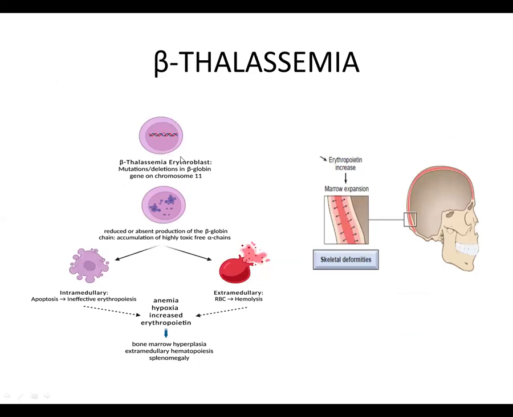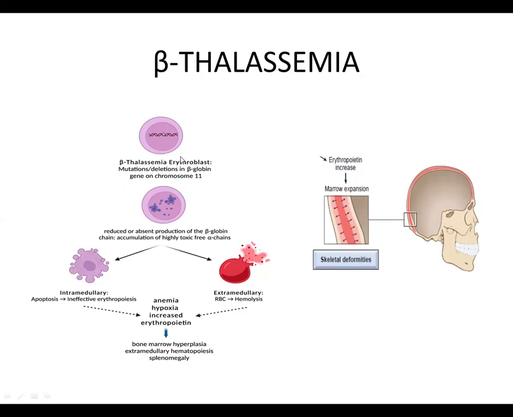So here you can see in beta thalassemia, there are mutations or deletions in the beta globin chain gene, which is present on chromosome 11. This results in reduced or absent production of beta globin chain. Excess of alpha chains accumulate, which leads to ineffective erythropoiesis, because the precursor cells in the bone marrow are destroyed when the alpha chains precipitate within the cells.